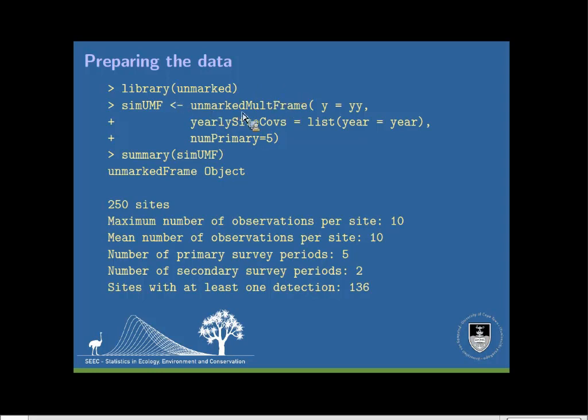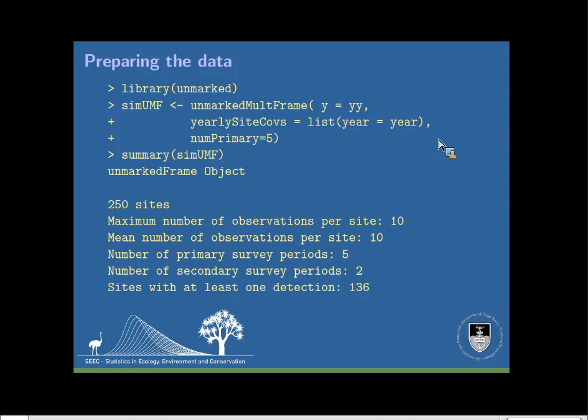Okay, so in the unmarked package in R, there are functions that fit these occupancy models and also multi-season occupancy models. We first need to get the data into the correct format, and unmarked has a number of helper functions. One of them is called unmarkedMultFrame. This turns our data into the correct format that we need to pass to the function that fits the models. What this function needs is the survey histories, so in our case that was a y matrix. And then yearly site covariates. In my case this is just year: year 1, 2, 3, 4, 5, because I want to be able to model the extinction and colonisation probability as a function of year, so that they can vary from year to year.